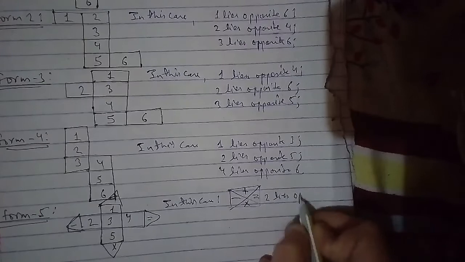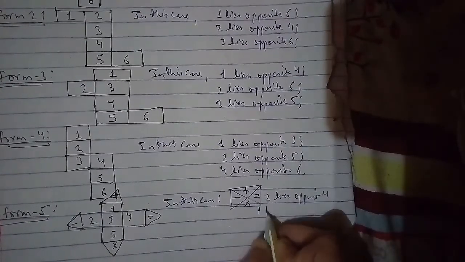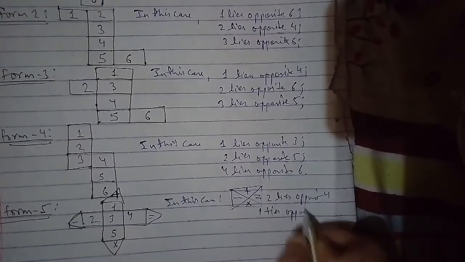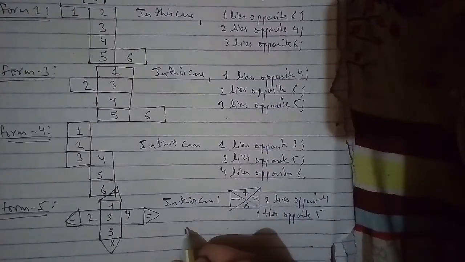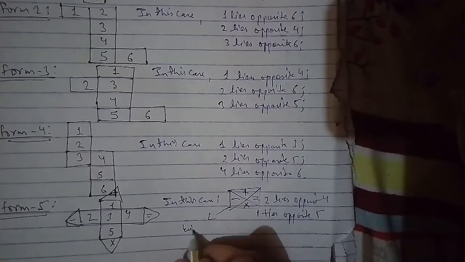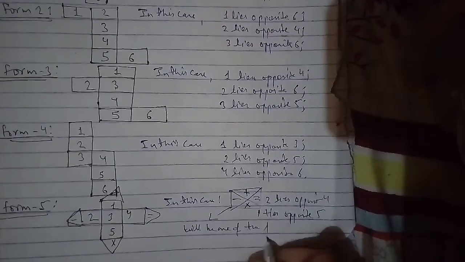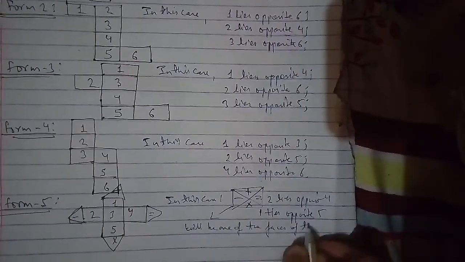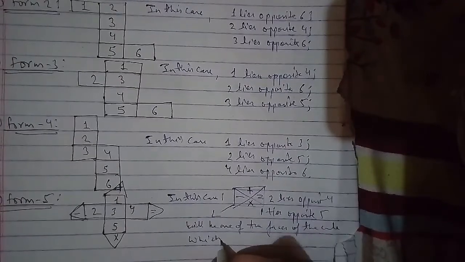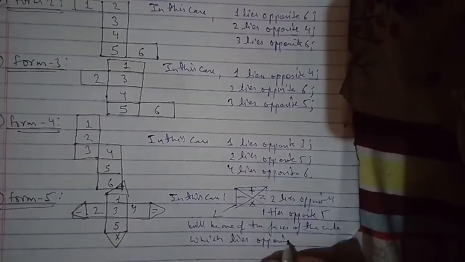be one of the faces of the cube which lies opposite 3 here. Now we'll talk about the another one, which is the important one, the form 6. So form 6 is written like this.